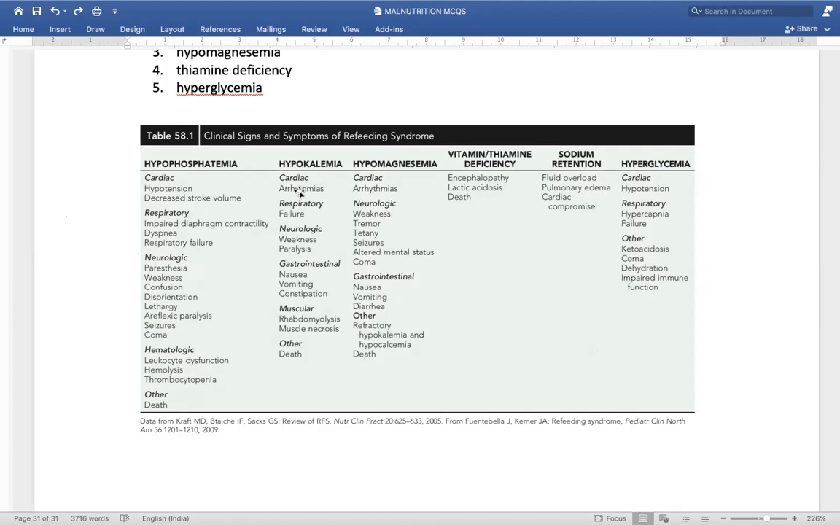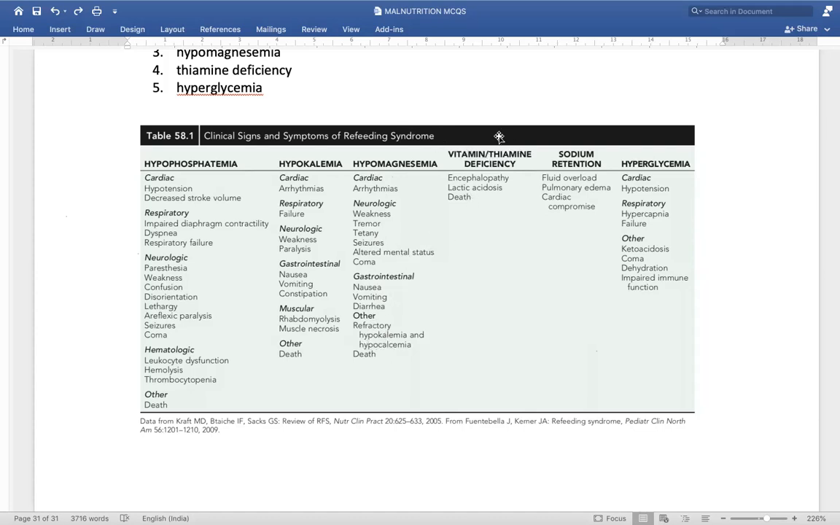Hypokalemia mainly causes cardiac arrhythmias, respiratory failure, neurologic weakness and paralysis, rhabdomyolysis, and muscle necrosis. And hypomagnesemia, again, same as calcium, you can remember it as calcium: tetany, seizures, altered mental status. Hypomagnesemia per se can cause refractory hypokalemia and hypocalcemia.